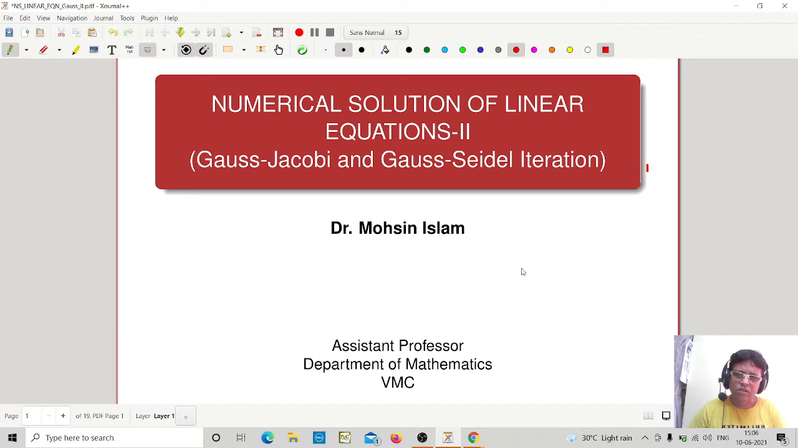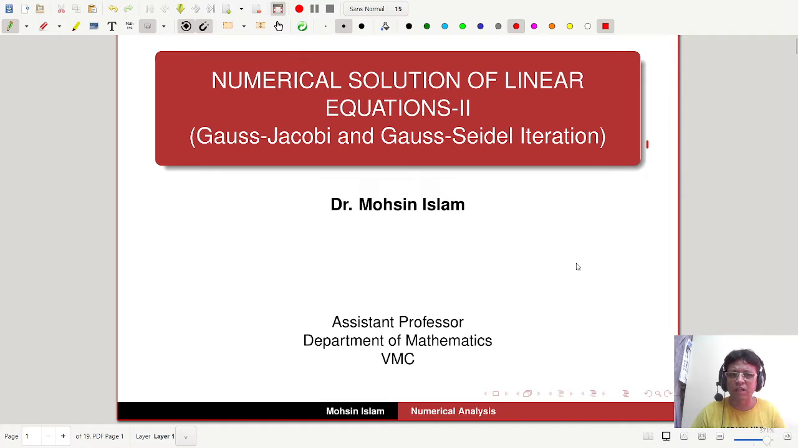The second class of numerical solution of linear equations. In the first class of numerical solution of linear equations, we had a discussion with Gauss elimination and Gauss Jordan method. Those are the direct methods we have talked about. Now today we'll discuss mainly the Gauss Jacobi iteration process and Gauss-Seidel iteration.